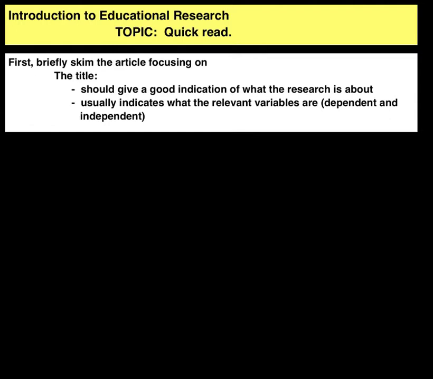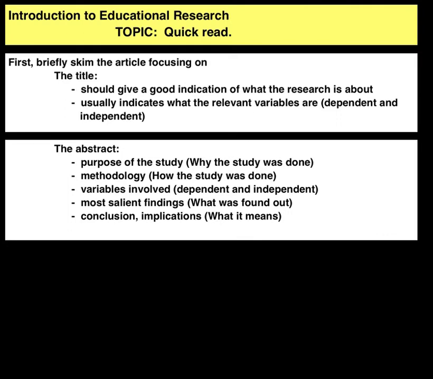Okay, let's take a look at the abstract. So some of the characteristics of a good abstract. It usually may give the purpose of the study, or why the study is being done. It should discuss somewhat the methodology in a brief way, how the study was done. The variables that were involved may be mentioned. The most salient findings, or the most important findings, usually are pointed out. And possibly a conclusion or some implications for the study.